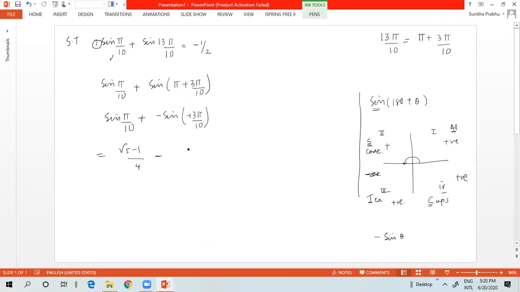So what do we get? Root 5 minus 1 by 4 minus root 5 plus 1 by 4. Root 5 cancels, minus 2 by 4, minus half. Is it okay? Can you please make a note of this?